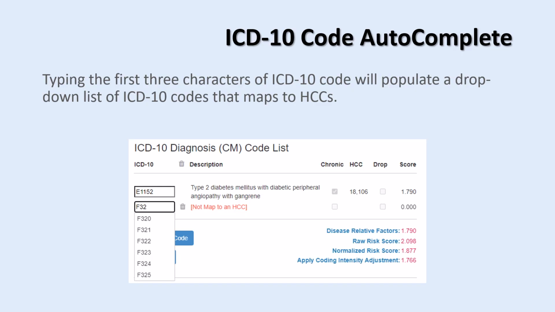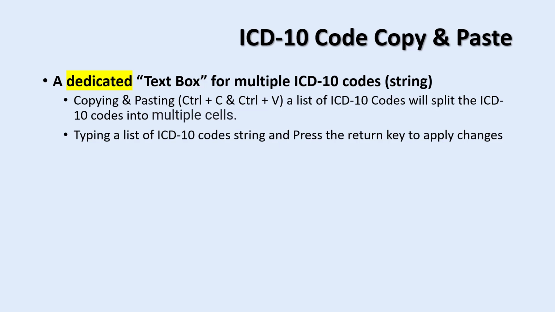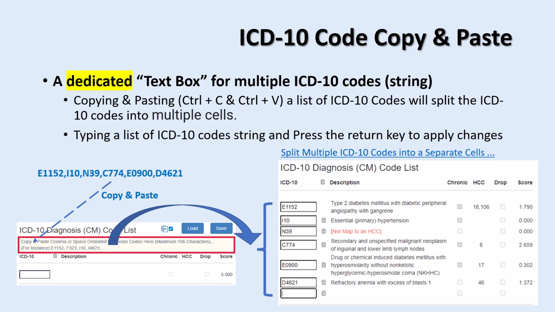Typing the first 3 characters of an ICD-10 code will populate a drop-down list of ICD-10 codes that map to HCCs. Not all ICD-10 codes are mapped to HCCs, and only ICD-10 codes that map to HCCs are populated. Copying and pasting a list of ICD-10 codes will split the ICD-10 codes into multiple lines. Delimiters are space, comma, colon, and pipe. Also, you can type a list of ICD-10 codes string in the text box and press the return key to apply changes.